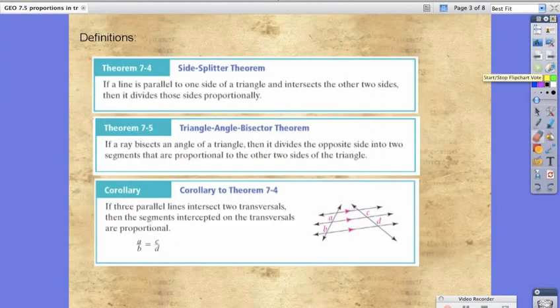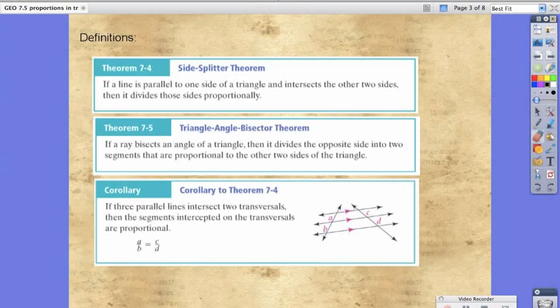So let's look at a couple theorems and corollaries. First of all is the side splitter theorem. It says if a line is parallel to one side of a triangle and intersects the other two sides, then it divides the sides proportionally. So we'll look at what an example of that looks like in just a sec.